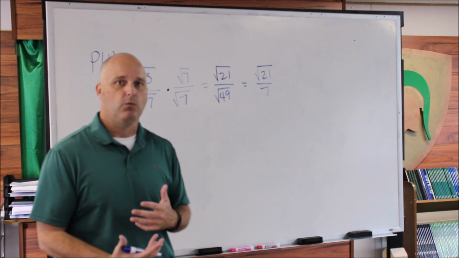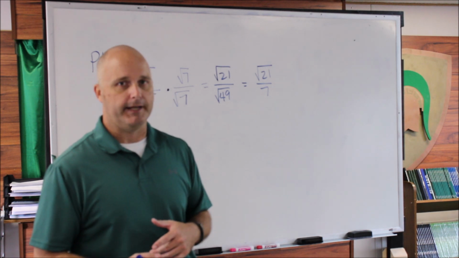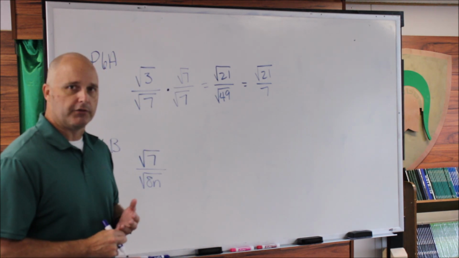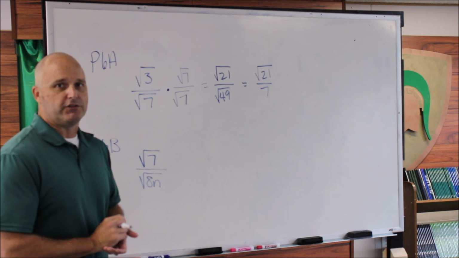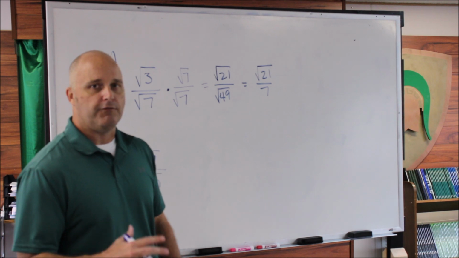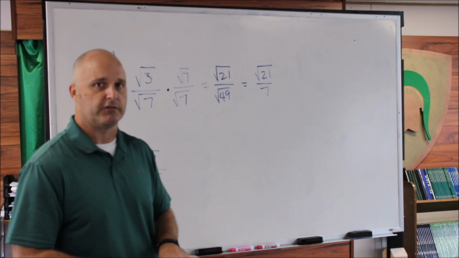Not too bad when you don't have any variables, but when you have variables it gets a little bit more complicated. Now with this one, we've got the square root of 7 over the square root of 8n. There's a couple of different ways to do this. I'm going to take you through the simpler process first. And if you like the simpler process better, just worry about using the simpler process.